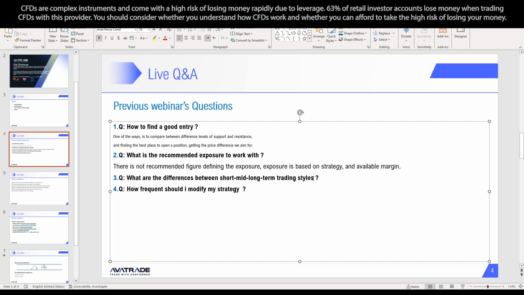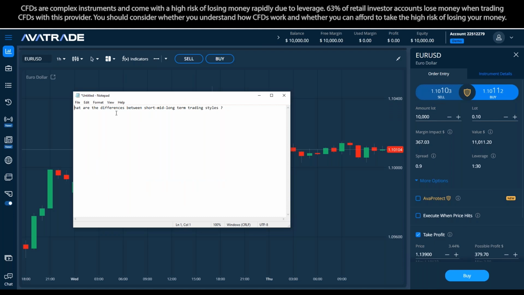What are the differences between short, mid, long term trading? Let's do it this way. Okay. Short, mid, long term trading. What is the difference? What are the differences? So it's quite, you know what, let's keep it simple. I don't want to complicate anything.